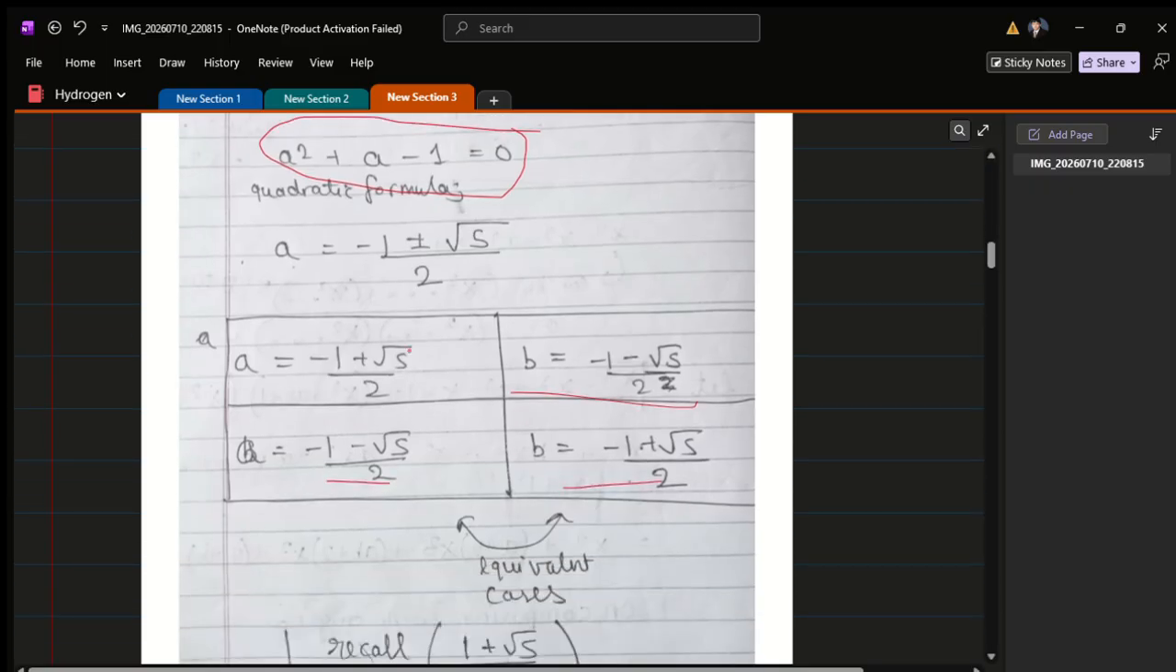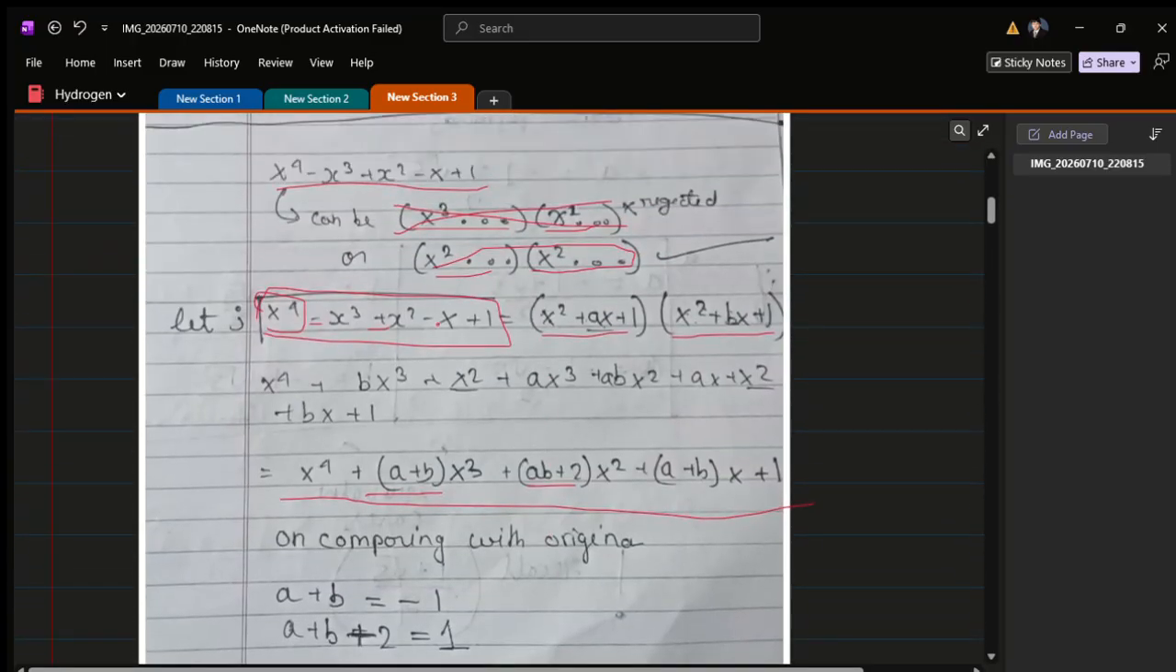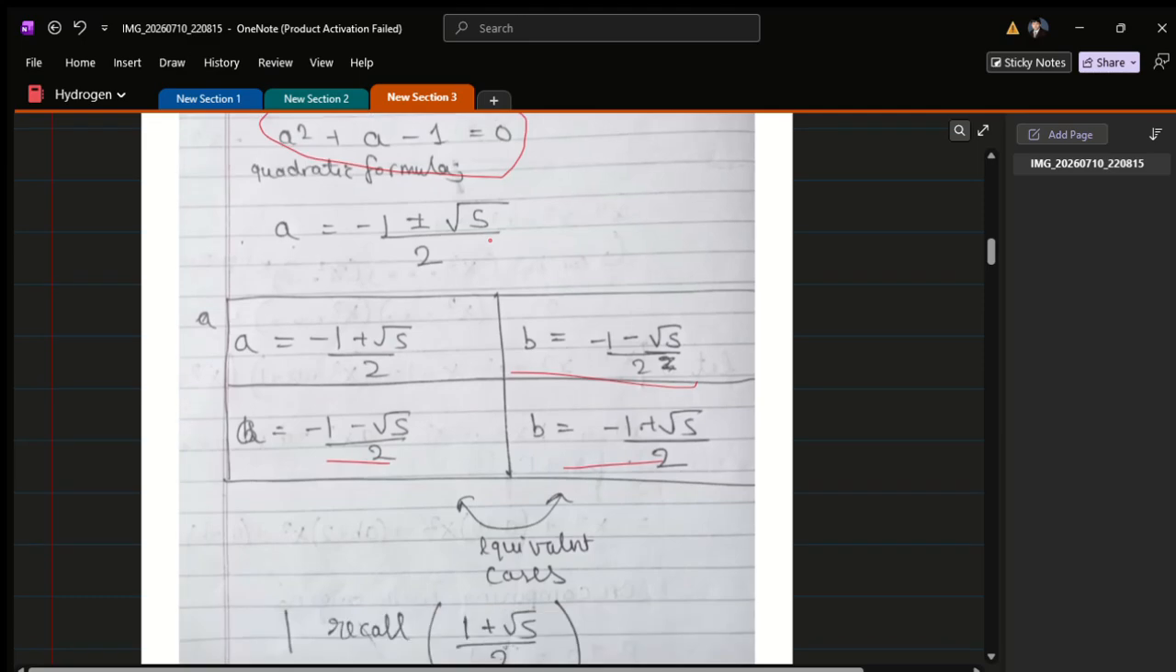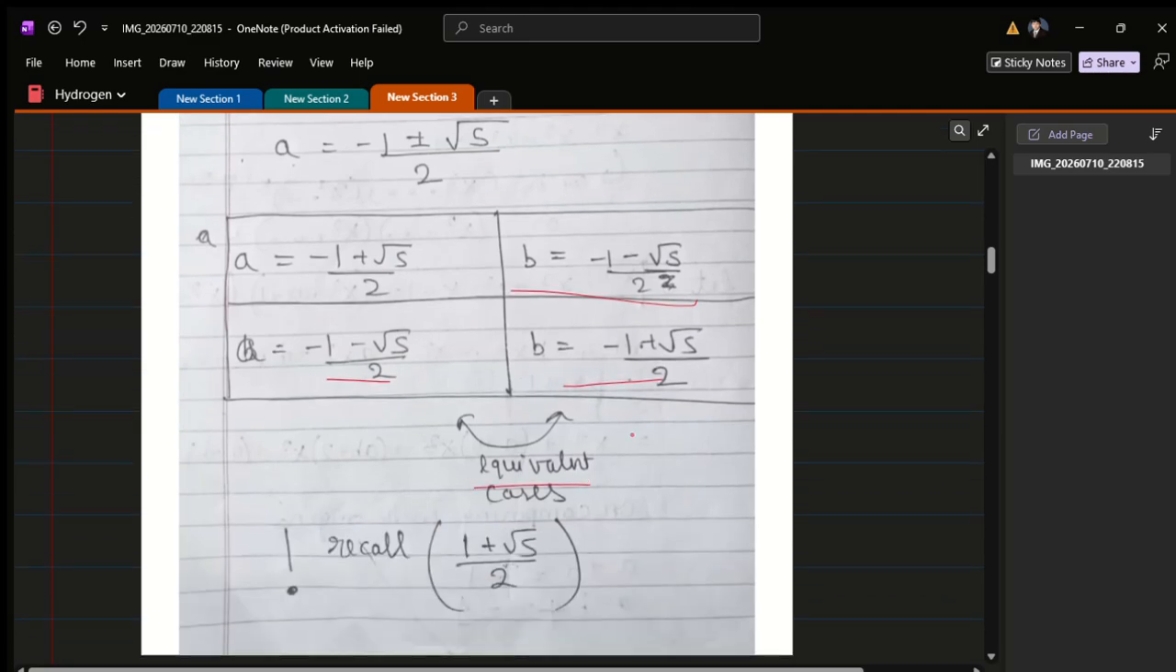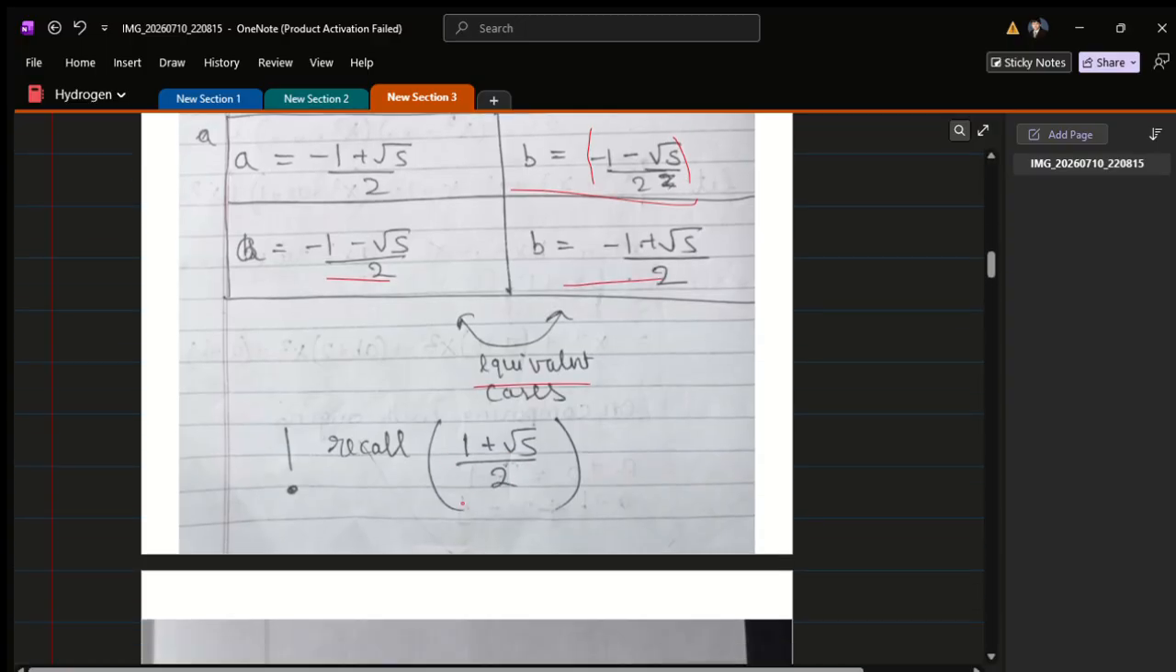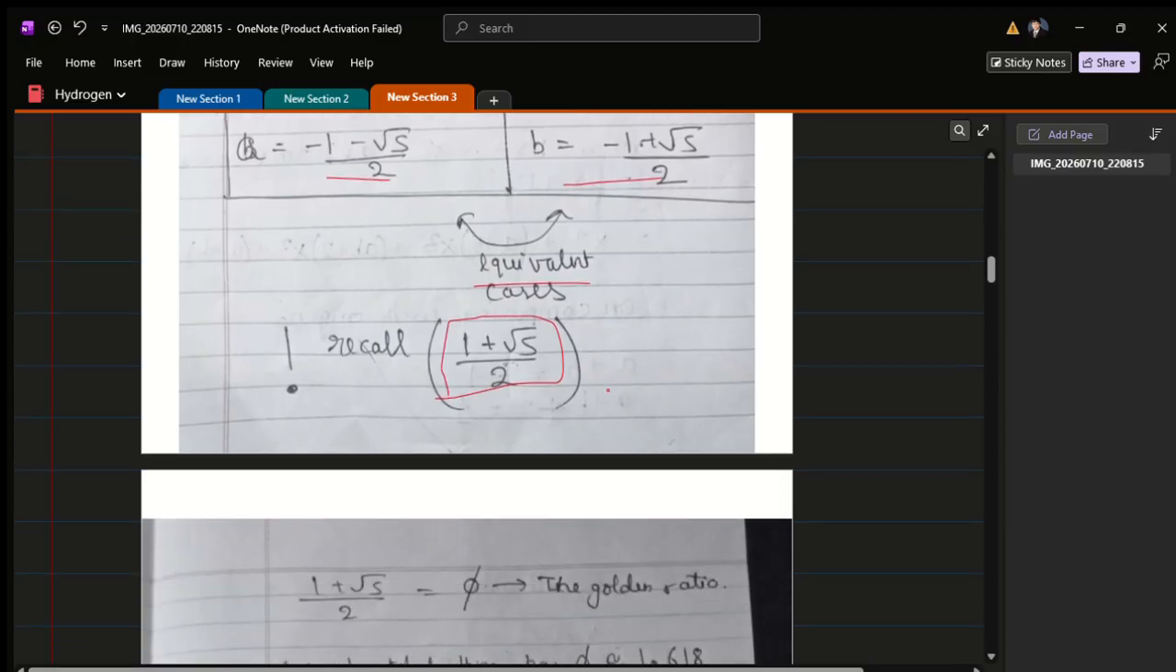So these are equivalent cases. Just the values of a and b flip because the quadratics themselves are identical. But here is one other thing: if we take minus 1 common from this, would it not become 1 plus root 5 by 2, right? But recall, 1 plus root 5 by 2 is a very special number, it is the golden ratio.